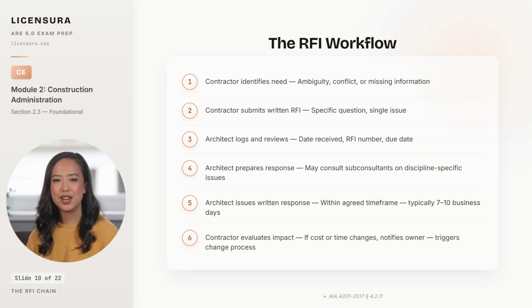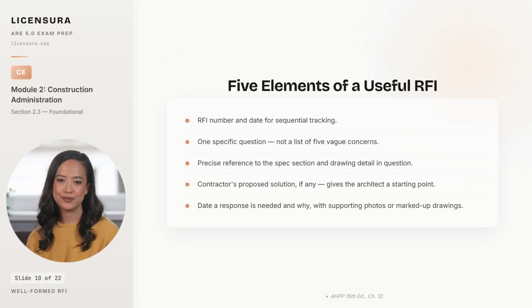The response is logged and distributed to every party affected by the clarification, so the record is complete. A well-formed RFI is itself a quality control test. 5 elements separate the useful from the unanswerable. 5 elements separate a useful RFI from one that wastes a review cycle. The RFI number and date give every party a fixed reference point for tracking and for the eventual project record.